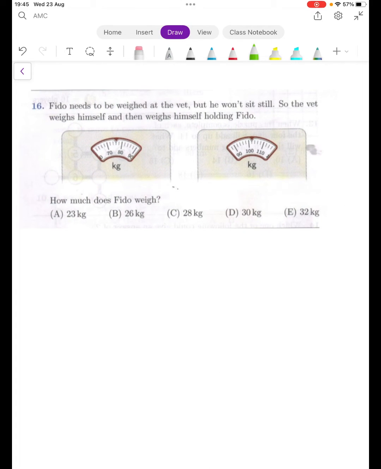All right, let's read this question. Fido needs to be weighed at the vet, but he won't sit still. So the vet weighs himself. So this is the weight of the doctor himself, the vet, and then he weighs himself holding Fido. So this is the weight of the vet plus Fido, and this is only the weight of the vet. So how much does Fido weigh?